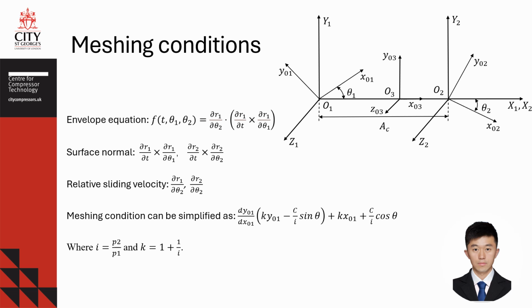The cross product in the envelope equation represents a surface normal, and the partial R2 over θ2 is the relative sliding velocity of two single points on the surfaces 1 and 2, which together form the common tangential point of contact of these two surfaces. The meshing condition can be solved by a numerical method. Once getting the meshing angle, the meshing profile equations of the gate rotor in the transverse plane can be calculated according to equations.